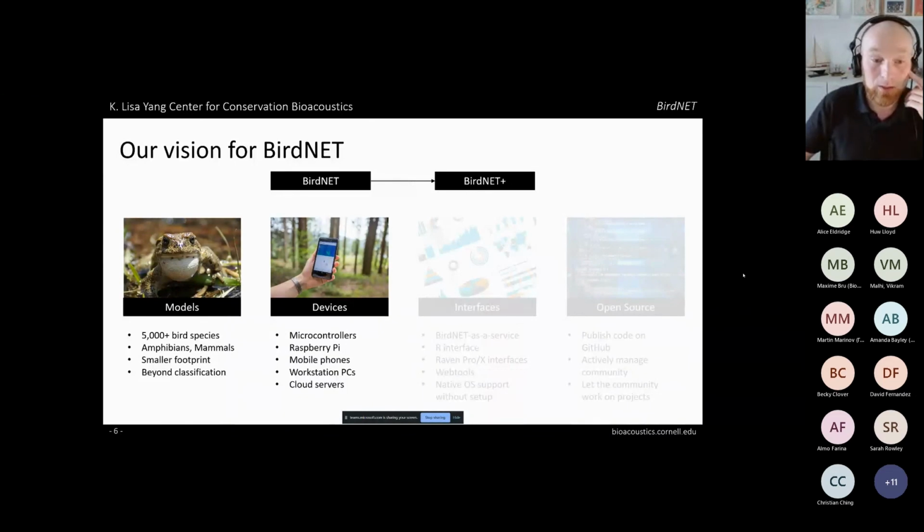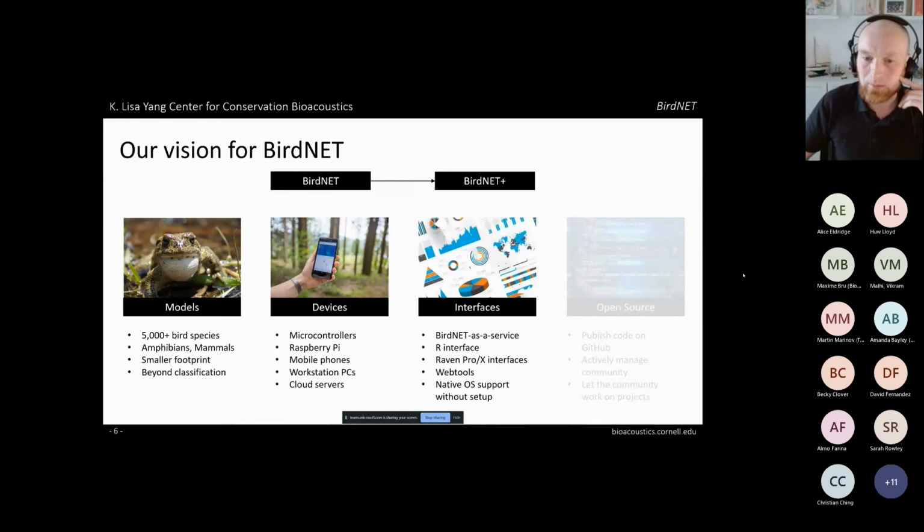But we also want to support microcontrollers like Arduino boards, Raspberry Pis, of course mobile phones, but also workstation PCs and even cloud servers. So like the entire scale from tiny to extremely big, we want to cover all of them. We want to release a bunch of interfaces. What we really want to do, well, what I'm envisioning is BirdNet as a service.